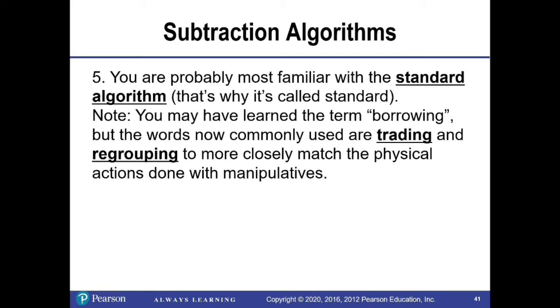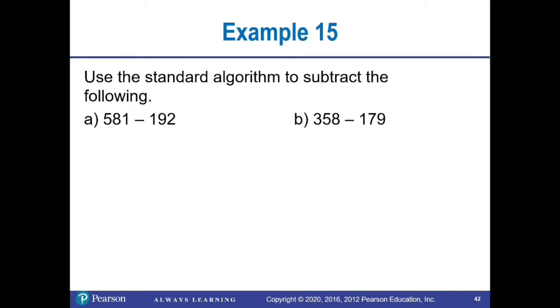Our last algorithm is the algorithm that you are probably most familiar with. It's called the standard algorithm. You may have learned the term borrowing, but the words we commonly use today are trading and regrouping because they more closely match what's done with our manipulatives. So our standard algorithm, we have 581 minus 192.